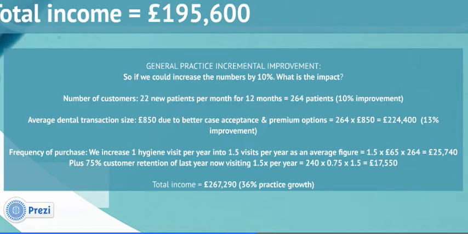And let's say we can increase 1 hygiene visit per year. We can turn it into 1.5 visits per year as an average figure. So therefore we can get £25,740 in hygiene sales, plus we can keep 75% of last year's customers and again increase the number of times that they come. So the total income is £267,290. That's a huge increase.